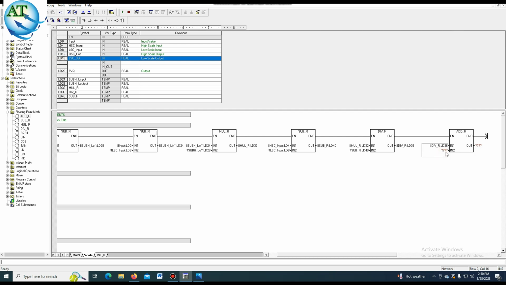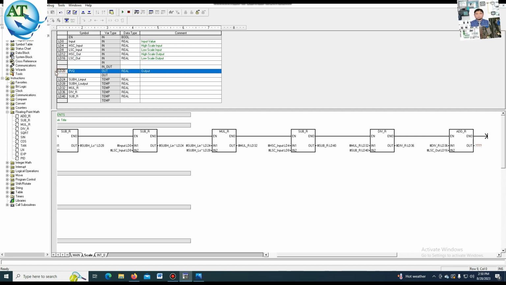So we use this one. The low scale output is LD16. You see, this is the low scale output. This output is added, and the final output is the PV. That means the output is PV. So here we put LD20. This is the final output.